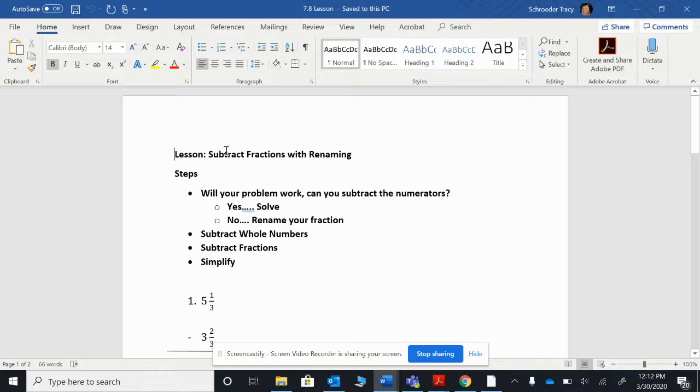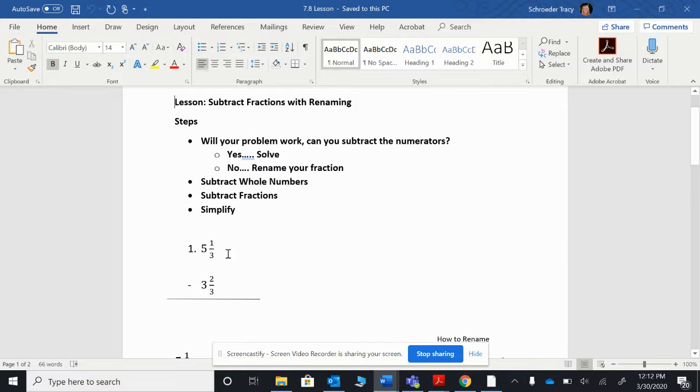Today we're going to learn how to subtract fractions with renaming. Your steps today will be to ask yourself, will your problem work? Which means, can you subtract the numerators? And you'll notice right here in this first problem, 1/3 cannot take away 2/3. 1 cannot subtract from 2. So you have to rename your fraction.